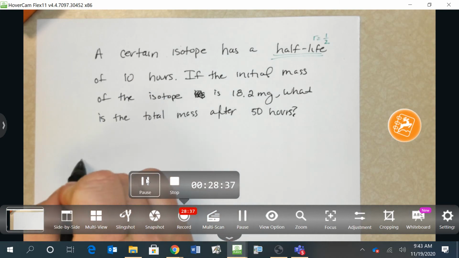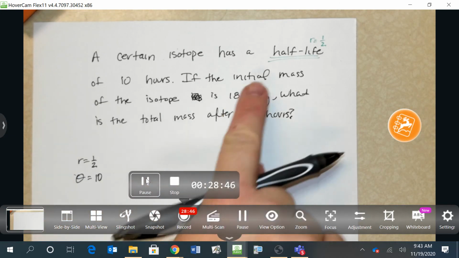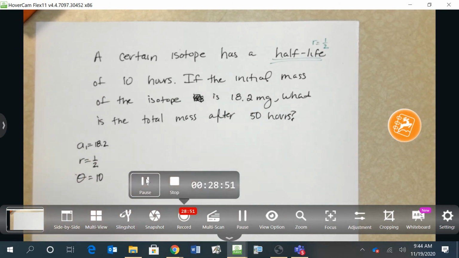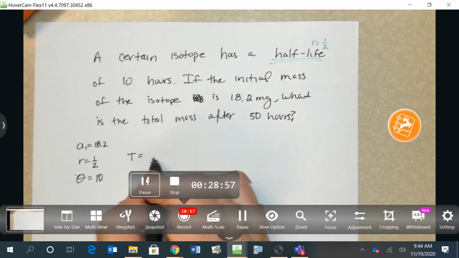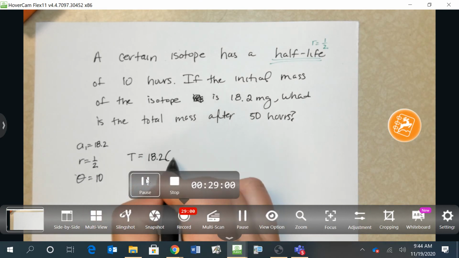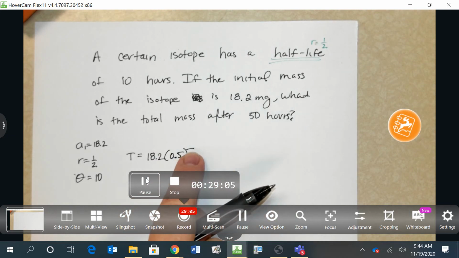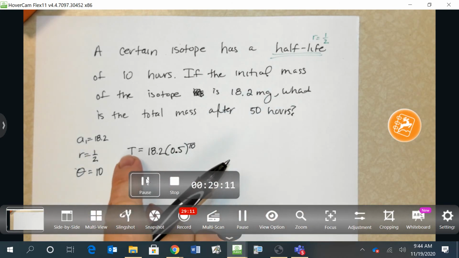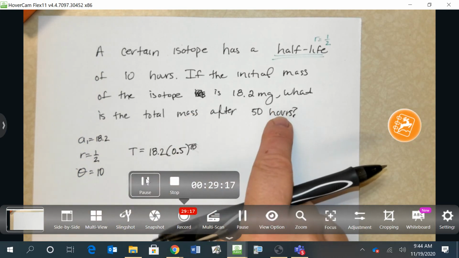So down here, I know that the R is 1/2 or 0.5, and the occurrence is every 10 hours. That's what I know. The initial mass, the initial weight, is 18.2, and I want to know the total after 50 hours. Remember that this rate always goes with a specific occurrence. This is 10 hours, and just like that, the total always relates to the top number. We want to know the total after 50 hours.